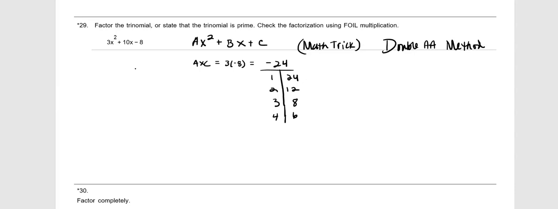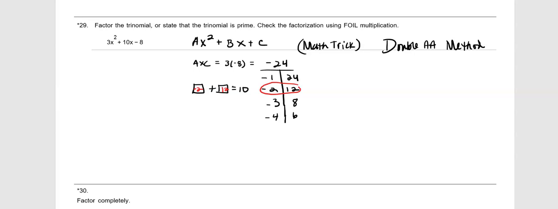Since our B is a positive 10, when we're looking at the factorizations of a -24, the larger factors over in this column will hold the sign of our B. That means all of these numbers will be positive, where the smaller numbers are negative, right? Because we're looking for which of the factorizations will add to give us 10. And so the only possible combination is the -2 and the positive 12 that will add to give us 10.